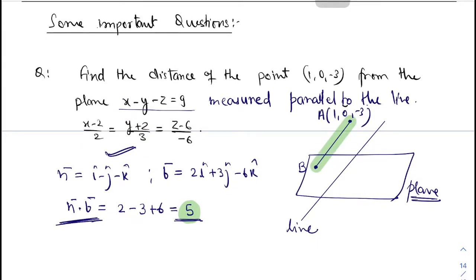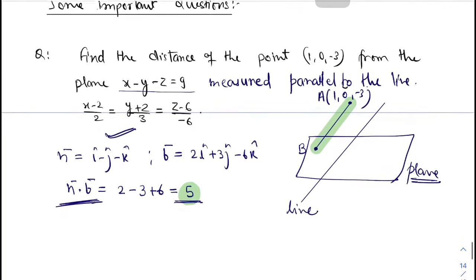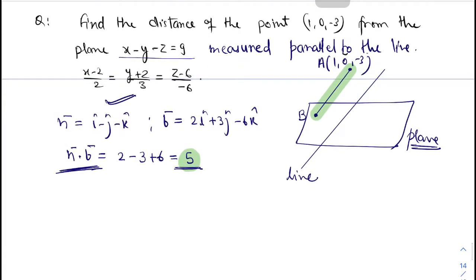So how can we do this? This is not perpendicular distance, so we cannot apply the formula for perpendicular distance. So we have to write the equation of the line AB, because then only we can find the coordinates of B, and then by using the distance formula we will find the distance between these two points A and B.